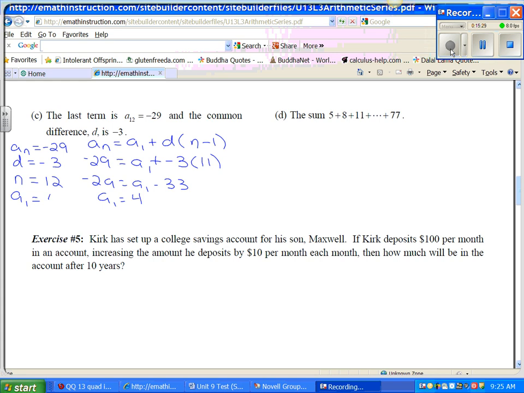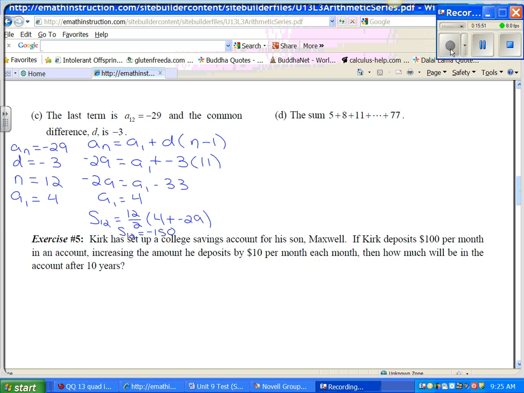We go straight to our formula. S sub 12 equals 12 divided by 2, 4 plus negative 29, which gives us a value of negative 150. Excellent. How'd we do? Not bad, right?